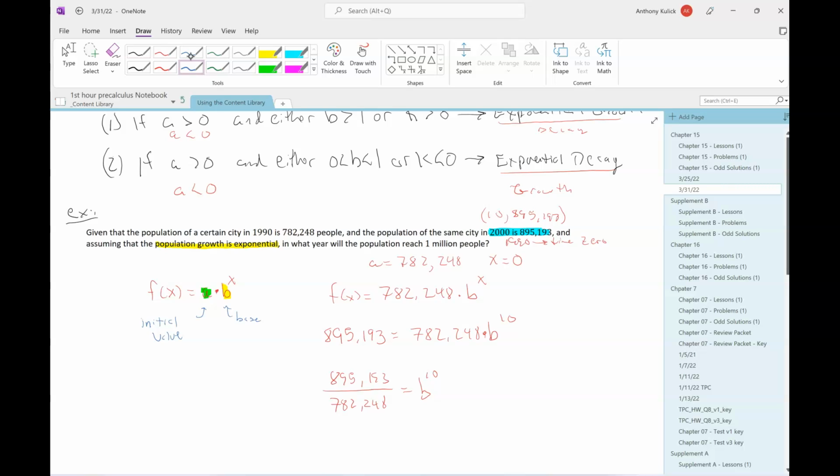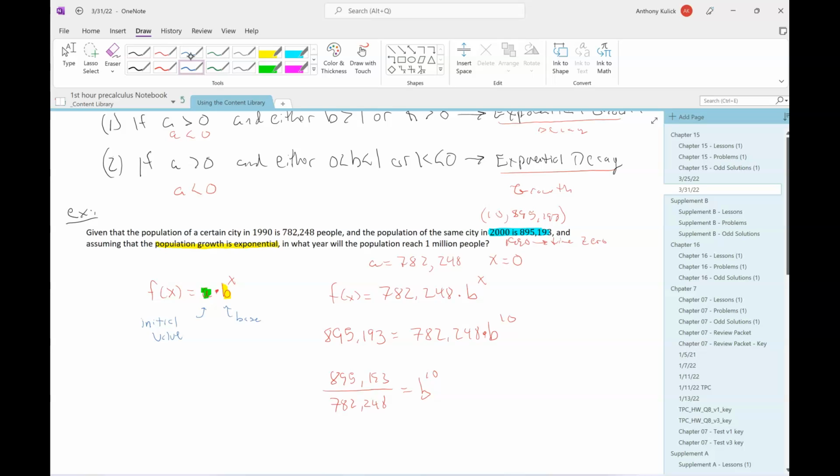Gotta get that b by itself. Right now we have b to the 10th instead of b. How are we going to get rid of that exponent of 10? We talked about this last year in our Algebra 2 course. Log. Not a log.